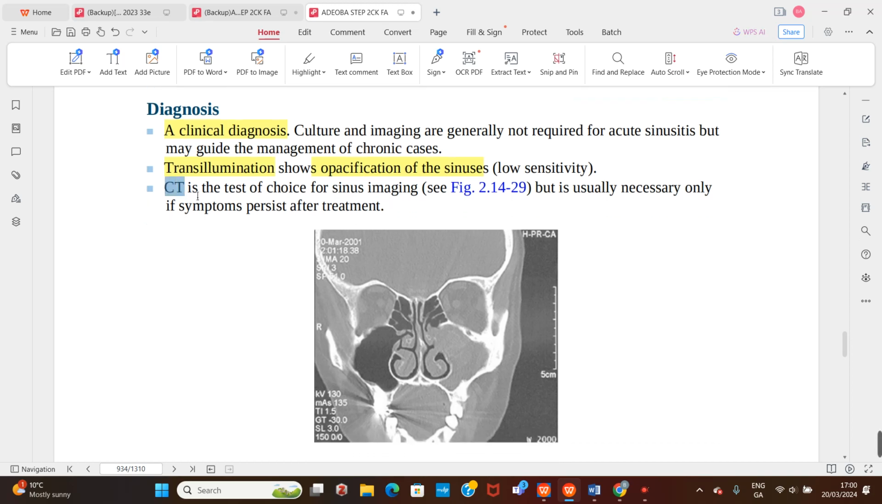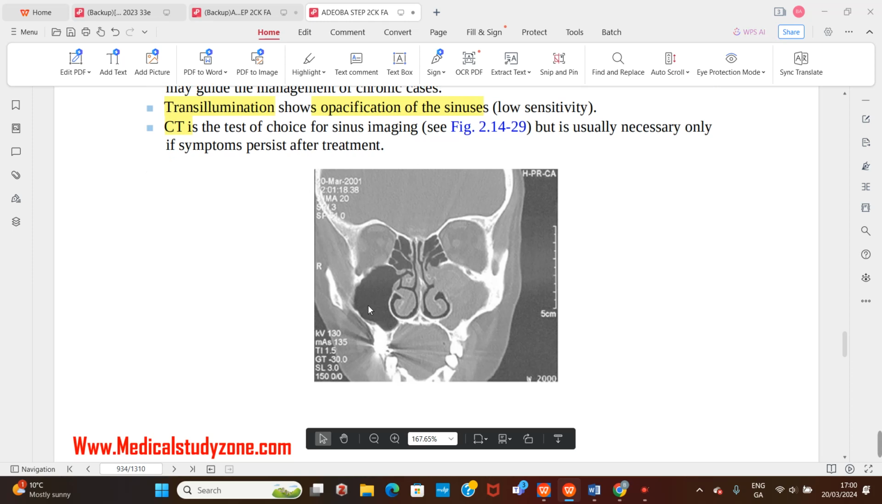So the best test is to do your CT scan. You do your CT imaging, and this is what we are seeing here. So we can see that this is the sinus. This sinus is very good, very clean, very open, because you can see the black air content here. But here, it is congested. This is exudate filling this part. So it means that this person is having a left maxillary sinusitis.